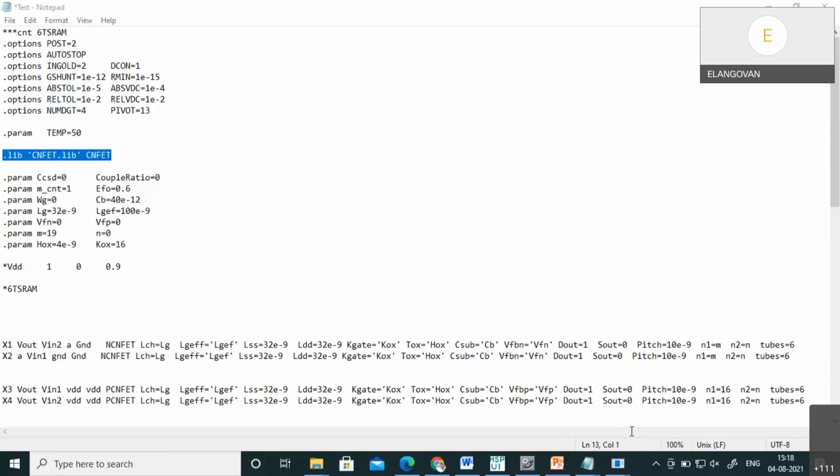Share HSPICE related documents with everyone. Oh, sure. I'll share it by mail. Definitely I'll share it.